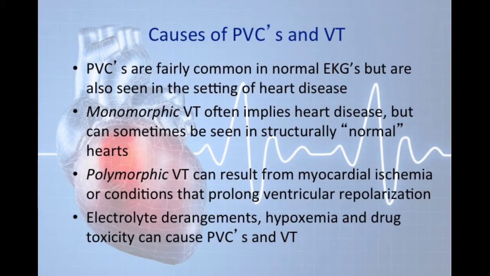In most cases of occasional PVCs, the underlying cause cannot be identified. PVCs that occur frequently or for long periods of time are more likely to be related to heart disease, an injury to the heart, or other non-cardiac conditions such as chemical imbalances in the body. Monomorphic VTAC often implies heart disease, but can sometimes be seen in structurally normal hearts. Polymorphic VTAC can result from myocardial ischemia or conditions that prolong ventricular repolarization. Also, electrolyte derangements, hypoxemia, and drug toxicity can cause PVCs and VTAC.